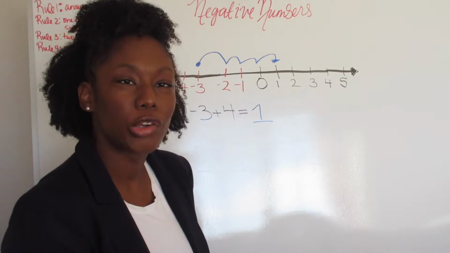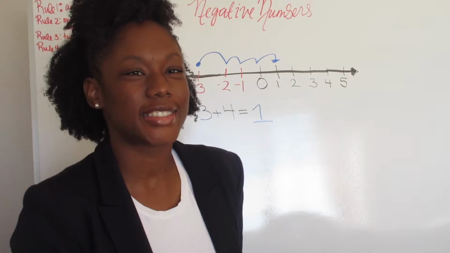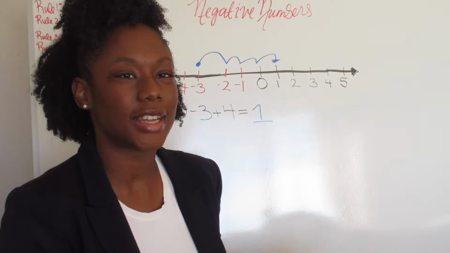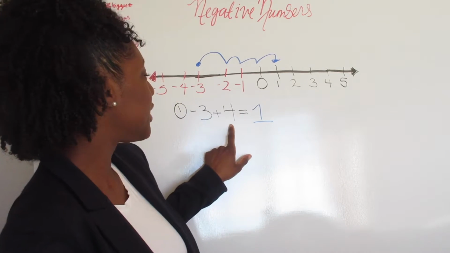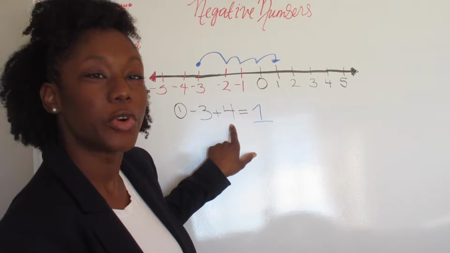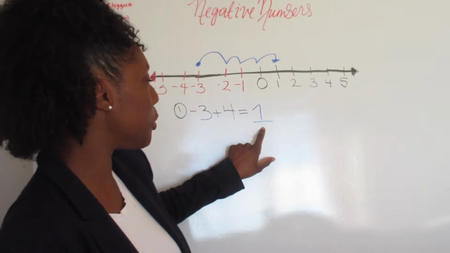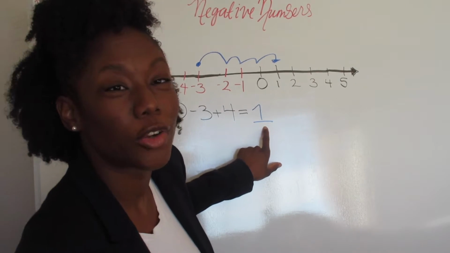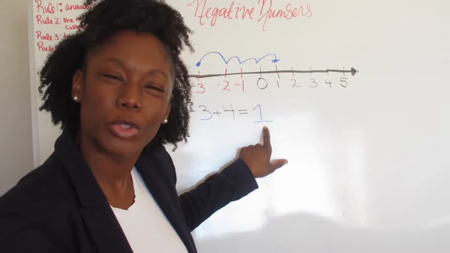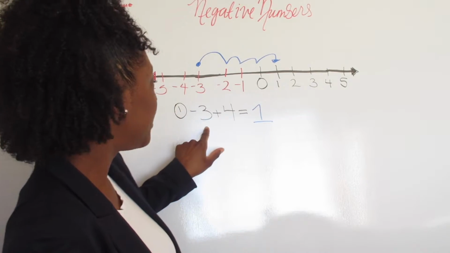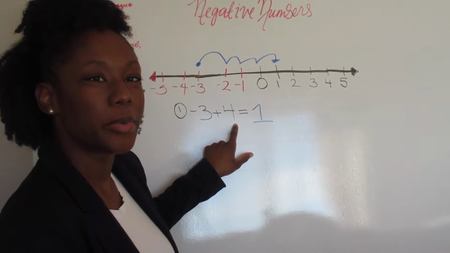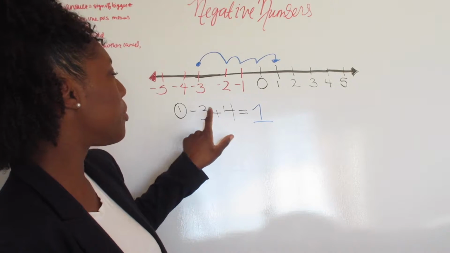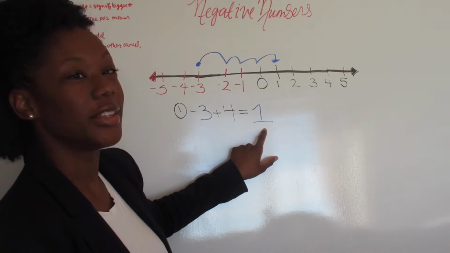And that also follows rule number 1, which says that the answer will take the sign of the biggest number. The biggest number is 4. 4 is positive, which means our answer will be positive. This also follows rule number 2, because rule number 2 says if you have a negative number and a positive number, you will subtract. So 4 minus 3 is 1.